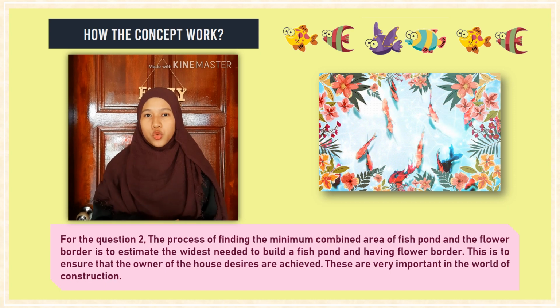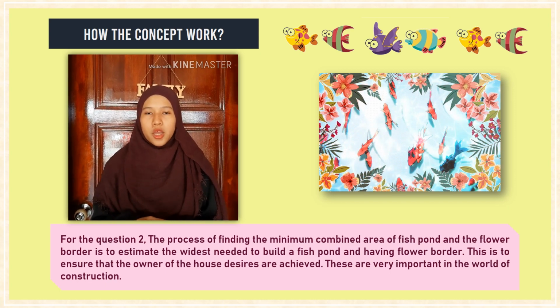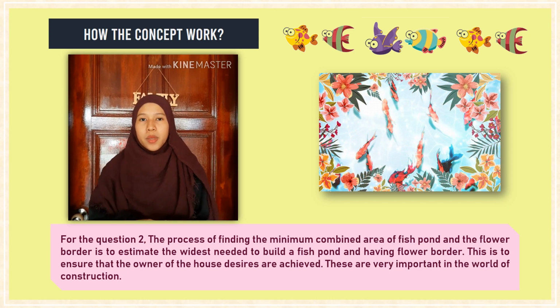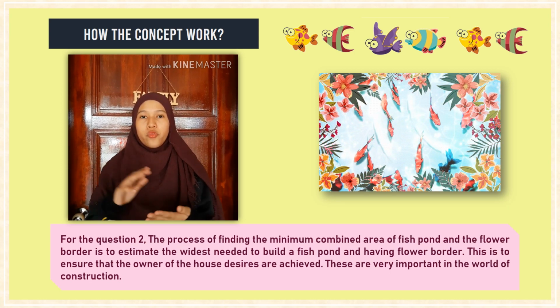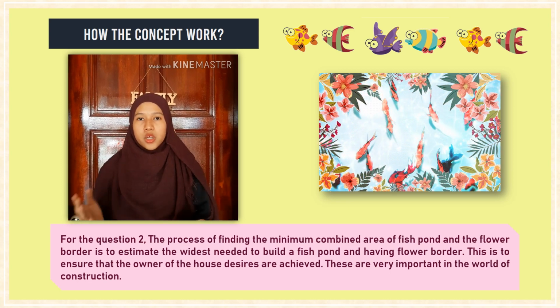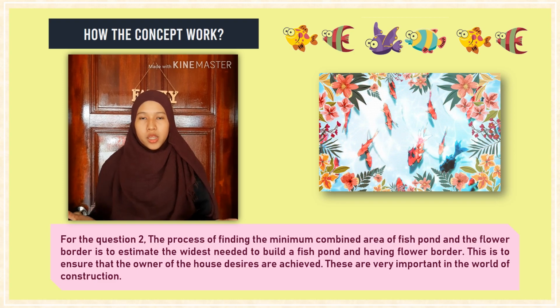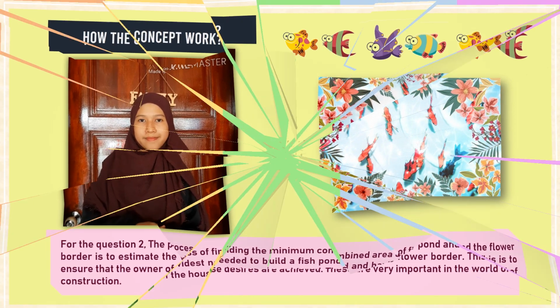For question 2, the process of finding the minimum combined area of the fish pond and flower border is to estimate the widest needed to build a fish pond and have a flower border. This is to ensure that the owner of the house achieves what they desire. These are very important in the world of construction.